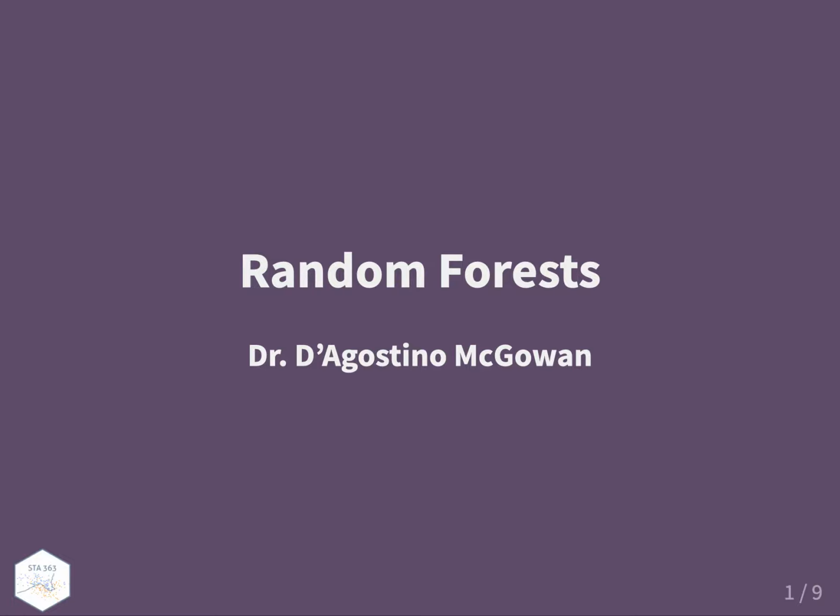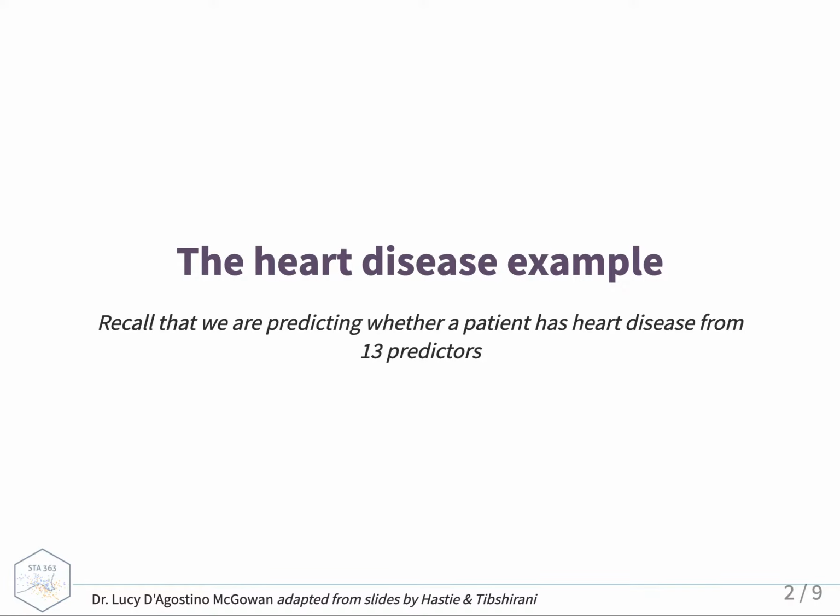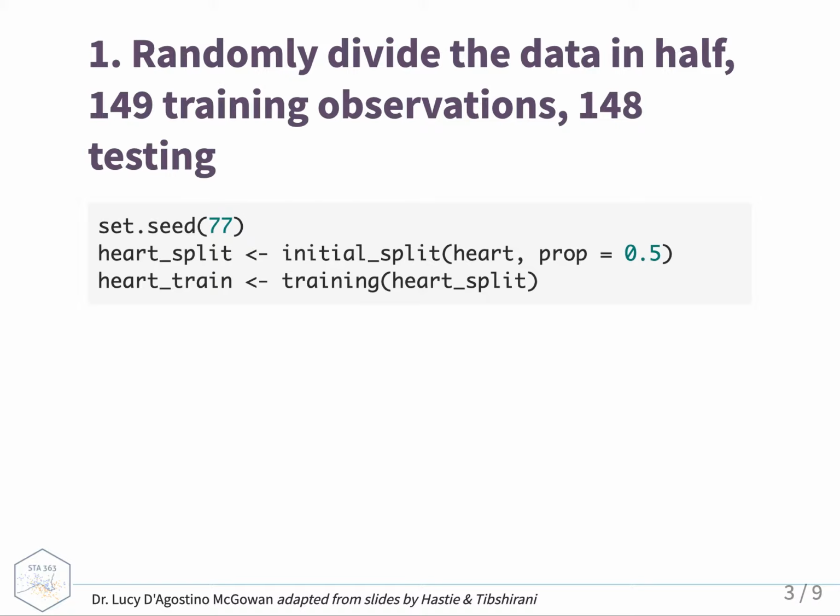We talked about what a random forest is, how it builds on bagging and makes it slightly better. Now let's talk about how to actually do this in R. I'm going to use a heart disease example that I used for the classification trees. Recall that I'm predicting whether a patient has heart disease from 13 predictors.